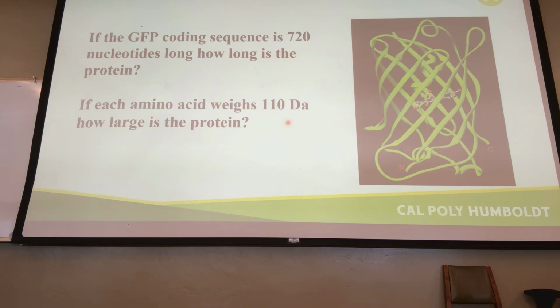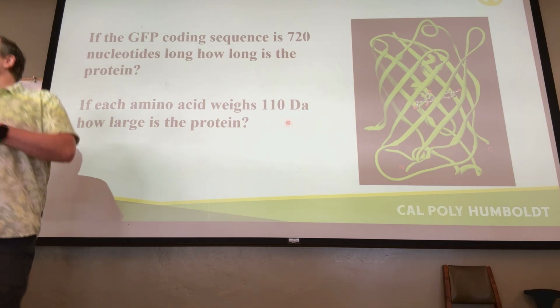So I'm just going to go ahead and set up really quick. 720 bases per green fluorescent protein. All right, then I want to cancel out bases. I want to know how heavy the protein is, so I want my final units to be Daltons. All right, bases per amino acid, and then Daltons per amino acid.